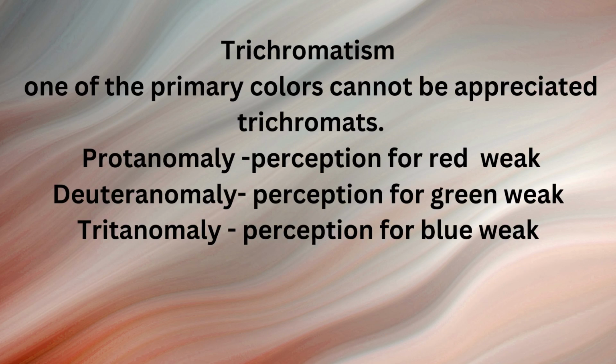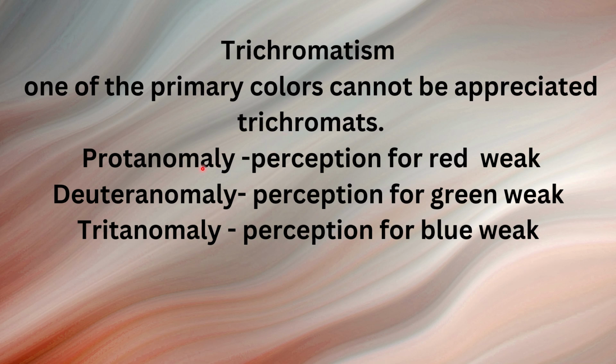Third type of the color blindness is the trichromatism. In this condition, three cone systems will be there, but one of the primary colors is defective. So these persons are called trichromats. So three cone systems are present. One system is defective, not completely absent. That is called the anomaly, not anopia.